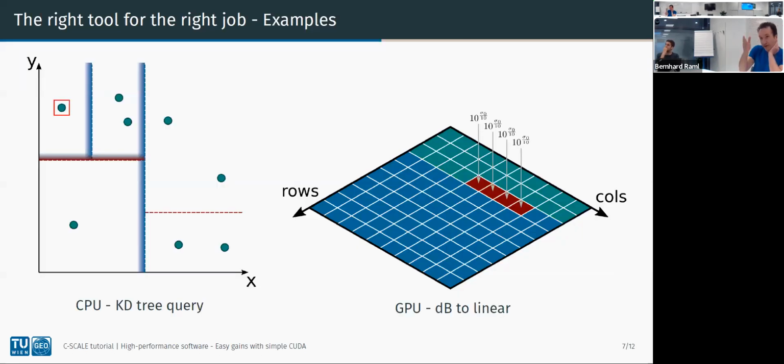So here we have two examples from Earth observation, or what you usually do in remote sensing. On the left, a very CPU-suited task would be the quadtree query. Let's say I want to find the point on the top left. I ask my query, are you left or right? It's in the left cell, so you go left, and then you're asking, are you on the top or the bottom? Now I'm on the top. And then again, left or right, I'm on the left.